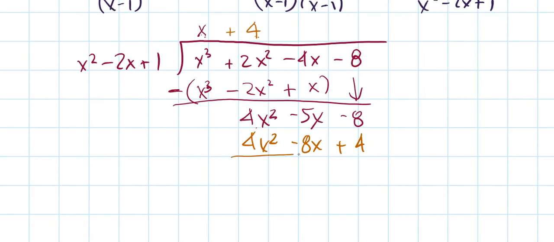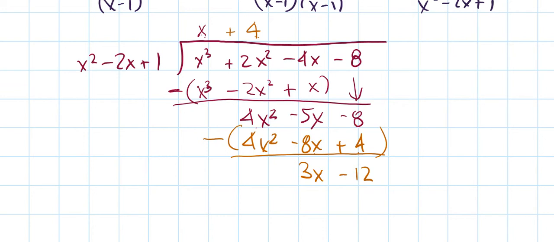And then we'll subtract that. 4x squared minus 4x squared is nothing. Negative 5x minus negative 8 is negative 5x plus 8x is 3x. Negative 8 minus 4 is minus 12. Okay, so now what does that do for us?